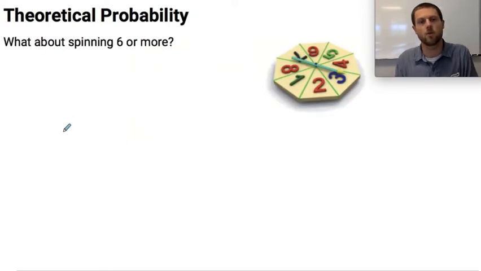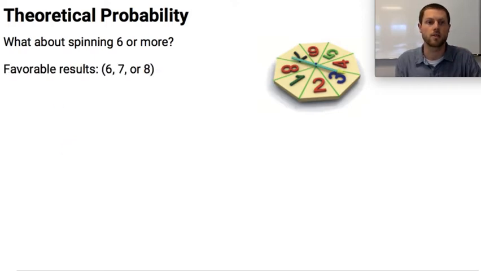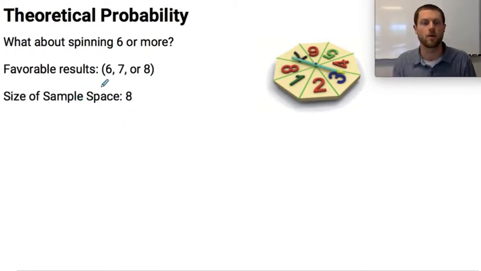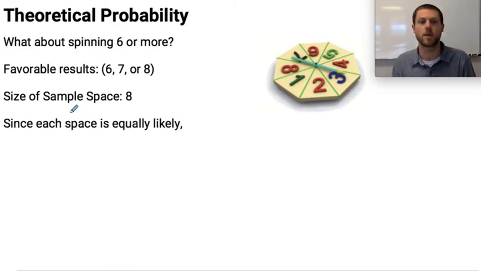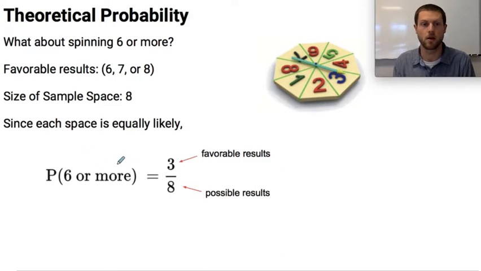So what if we were to say, well, what's the chance of spinning a 6 or higher? Well, in this case, we have to think about what the favorable results are. It could be a 6, a 7, or an 8. That is success in this matter. We have a sample size of 8, since there are 8 wedges. And since each space is equally likely, we could say that the probability of spinning a 6 or more is 3 out of 8, since there are 3 favorable results out of the possible results.